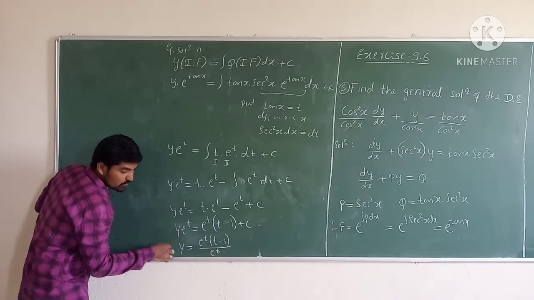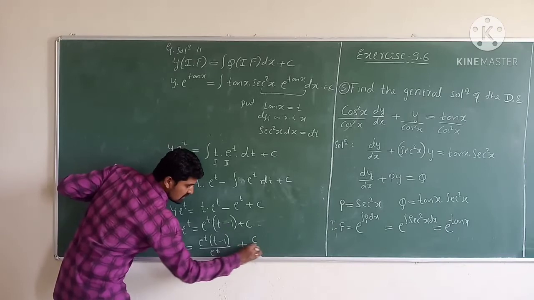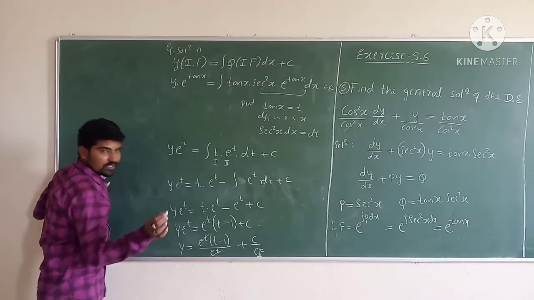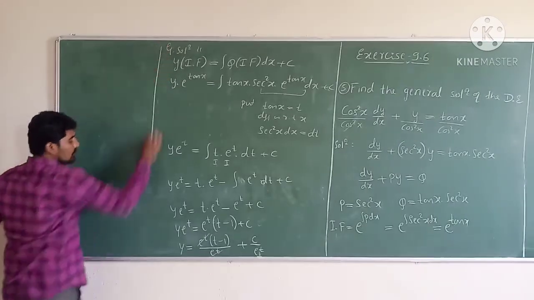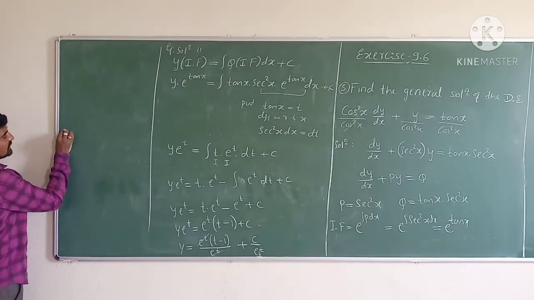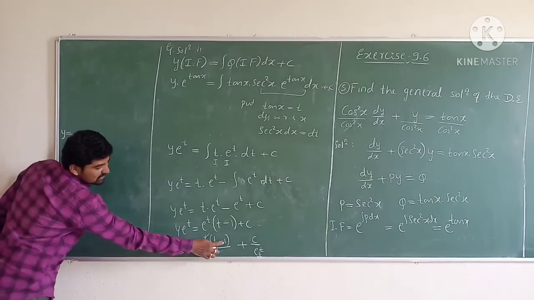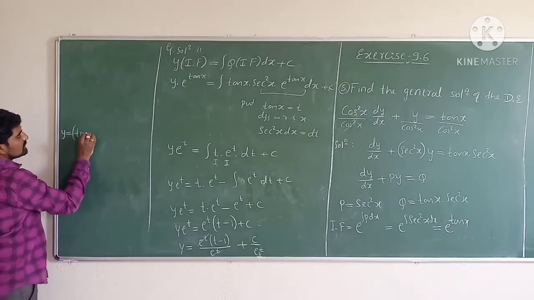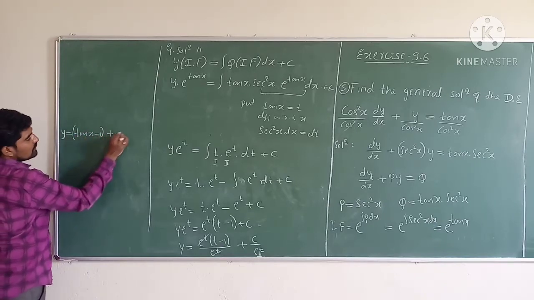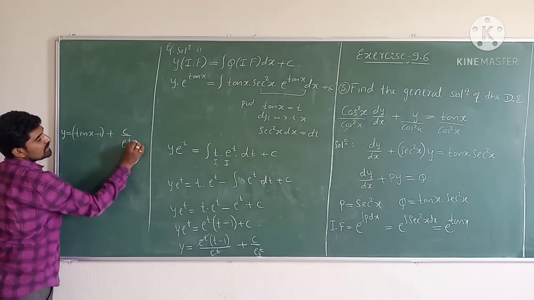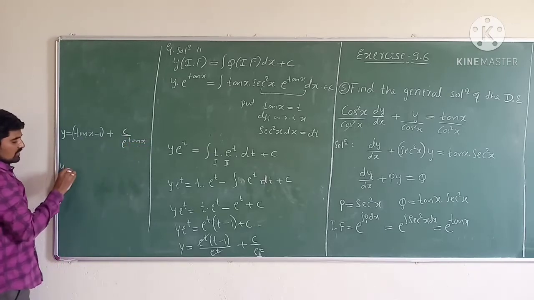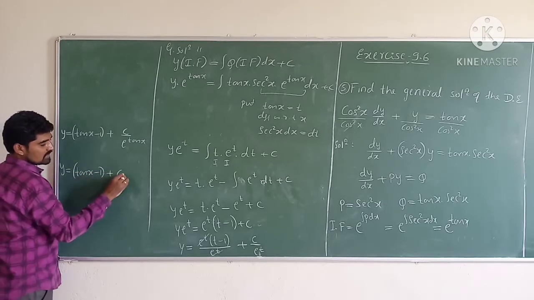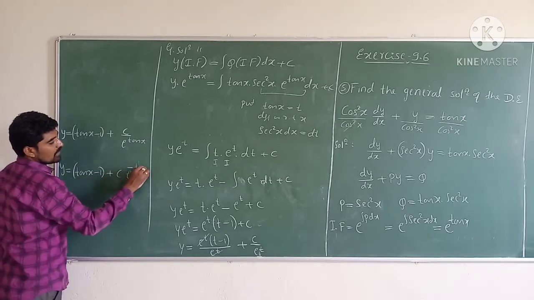Shift this e power t towards the right hand side plus c divided by e power t. E power t and e power t get cancelled. So therefore the value of y is equal to t minus 1. The value of t is what? Tan x. So tan x minus 1 plus c divided by e power tan x, or the value of y is equal to tan x minus 1 plus c into e power minus tan x.